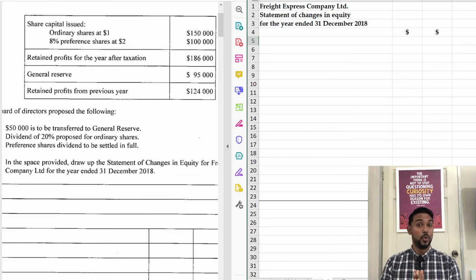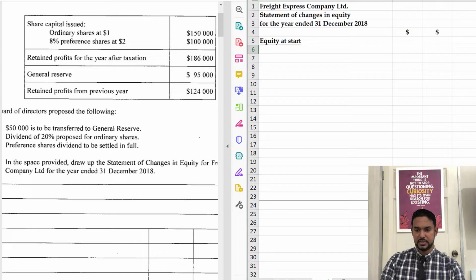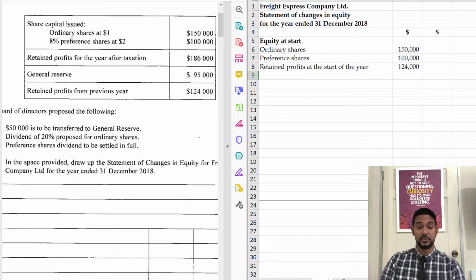And once again, there is no one right format. There are suggested formats, but there is certain information that must go in that statement, right? Once you can put it and it's shown clearly and it's understandable, you should be fine. There's no one right format. Okay, so equity at start. Your equity is your shareholders' contributions, so your share capital. And don't forget, the shareholders are entitled to the profits. So the reserves are also part of your equity. So equity at start: ordinary shares, preference shares, retained profits, right?